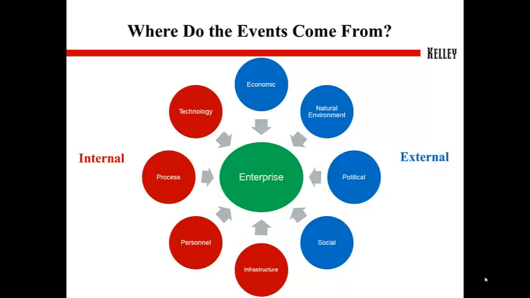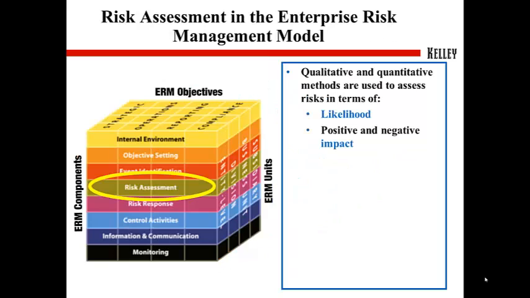or non-risks. Well, where do the events come from? Well, they come from internal sources, from technology, processes, personnel, infrastructure, and external sources, economic, natural environment, political, and social sources. The next layer in the ERM is risk assessment, and this is where both qualitative and quantitative methods are used to assess risks in terms of likelihood and impact.